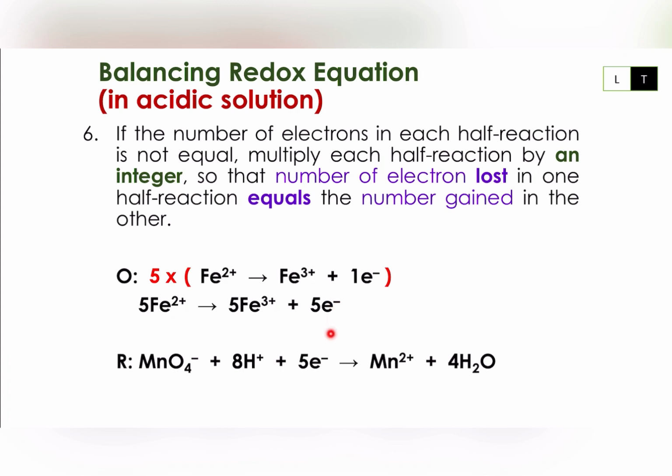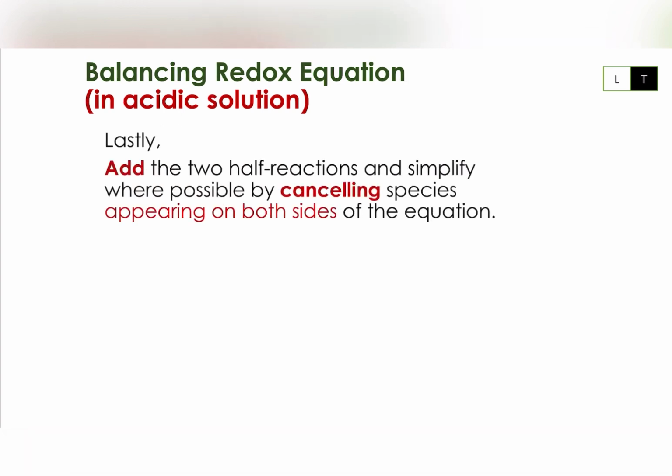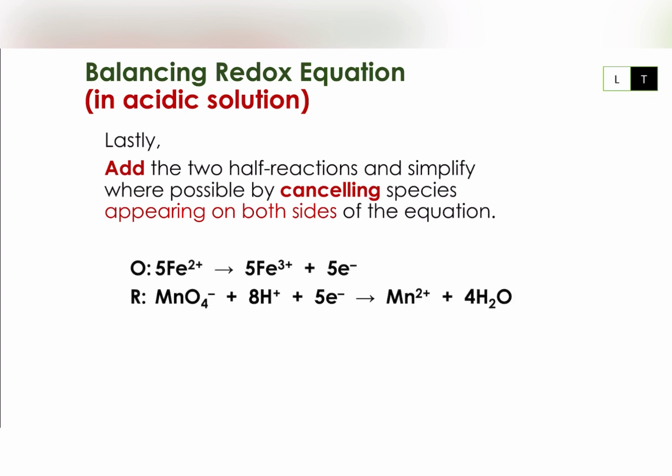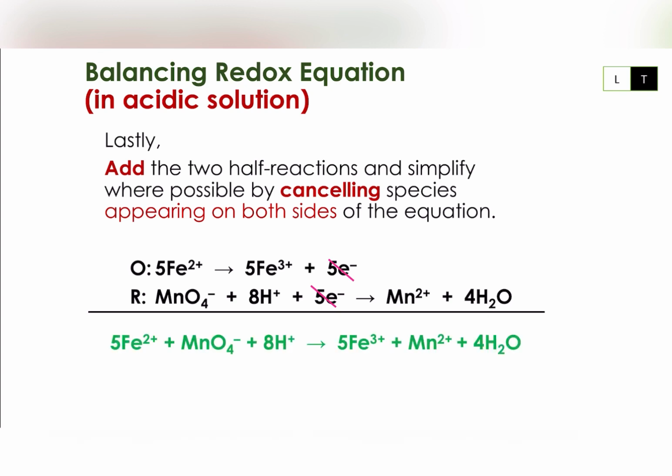Due to the electrons being on opposite sides, I'm going to continue with the next step, where you cancel the species appearing on both sides. You can see that these opposite electrons with the same value can be cancelled out. And then the final step, we are going to combine all species at the right side and all species at the left side together, and it will be one whole equation that is balanced. So you will have this final equation.